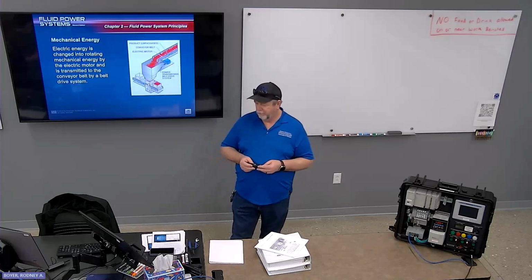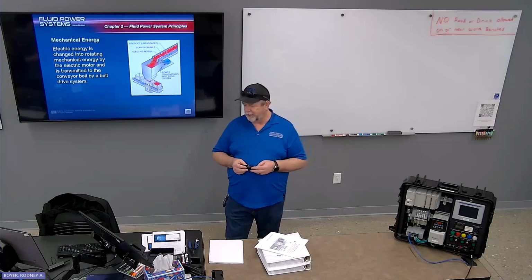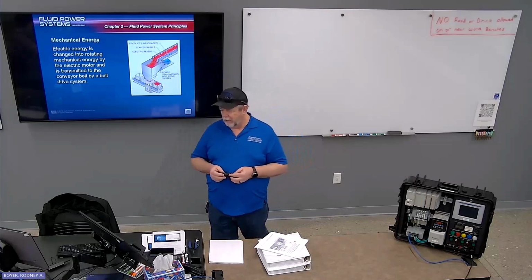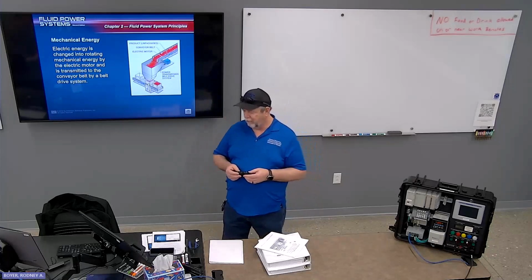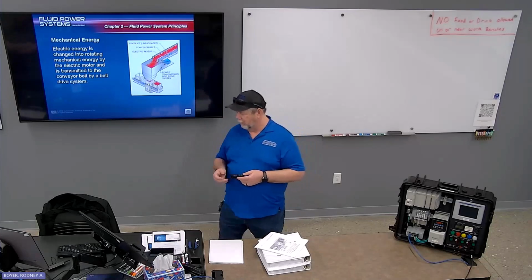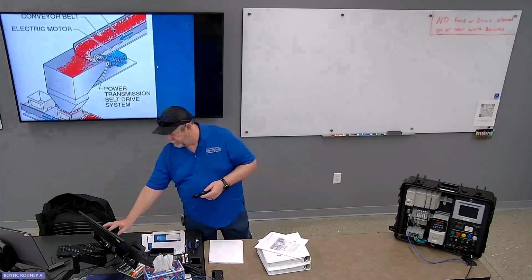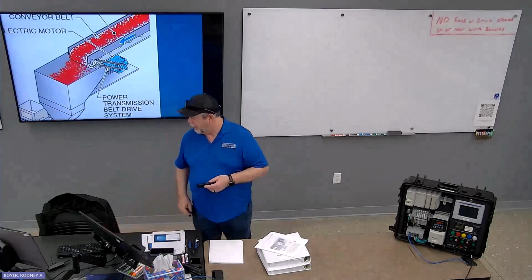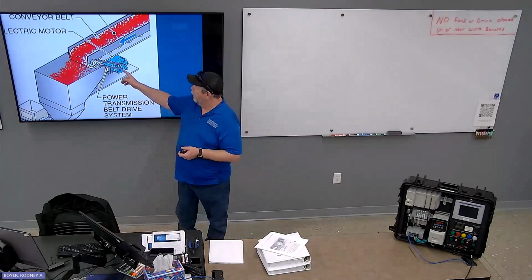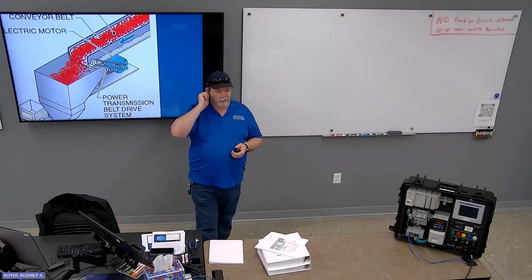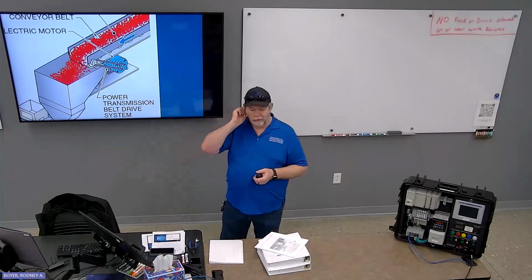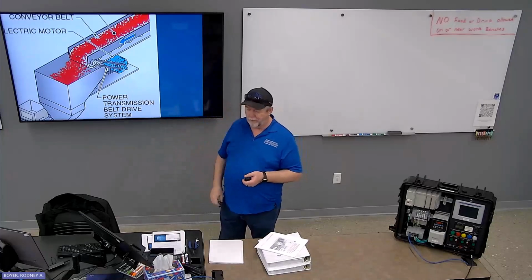Mechanical energy. Electrical energy is changed into rotating mechanical energy by the electric motor and is transmitted to the conveyor belt by a belt drive system. See the motor there driving the belt that's driving the pulley, connected to the drum on the conveyor, and it's pulling the conveyor.